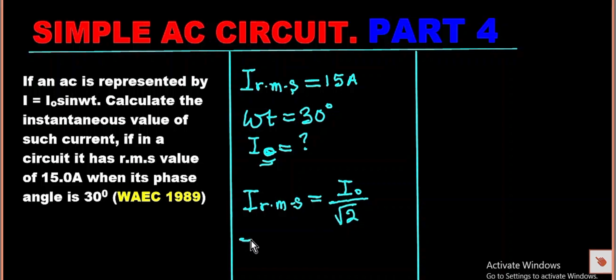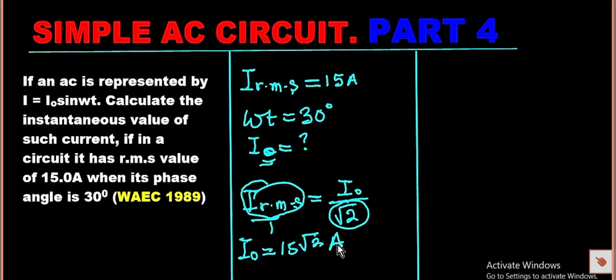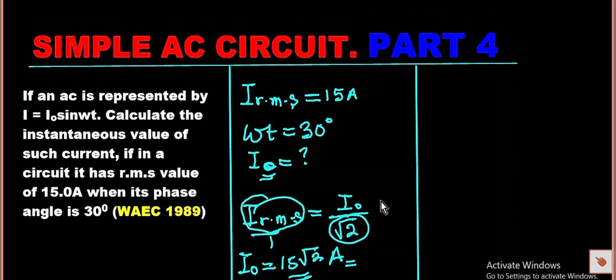So I'm going to say that, clearing the fraction, this is going to multiply this one. So I'm going to have 15 root 2 ampere. This is the current we are looking for, and if we use our calculator, we are going to have the answer to be 21.21 ampere. So I have gotten the peak value of the current.